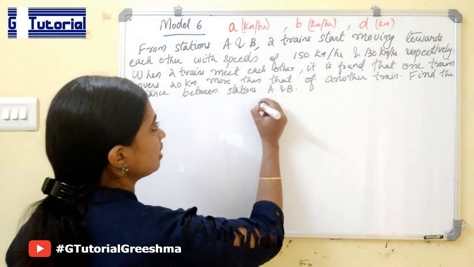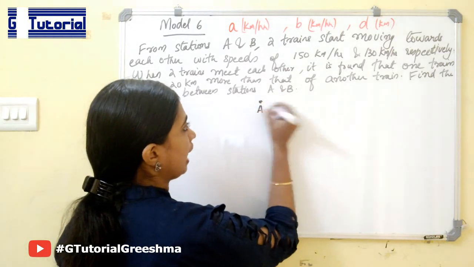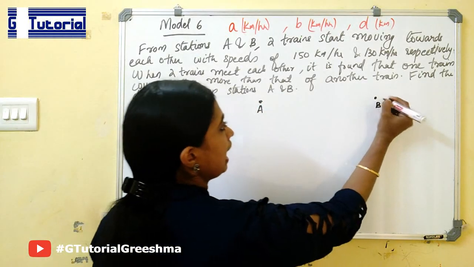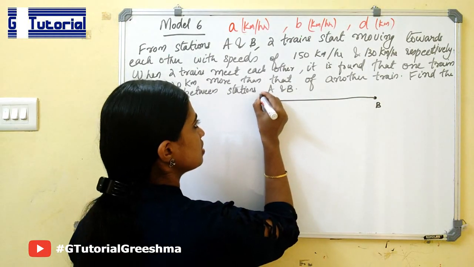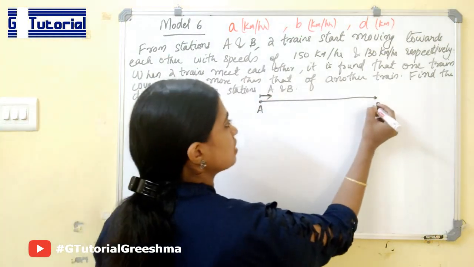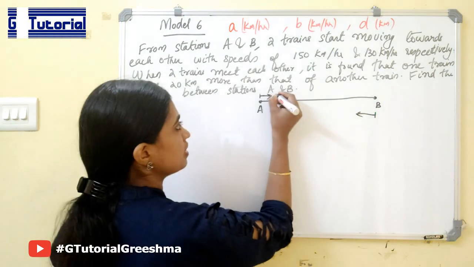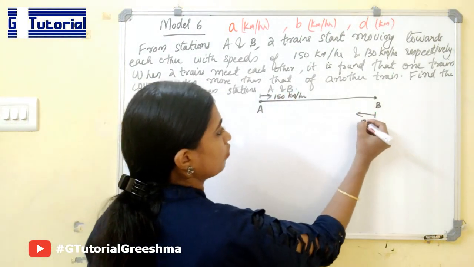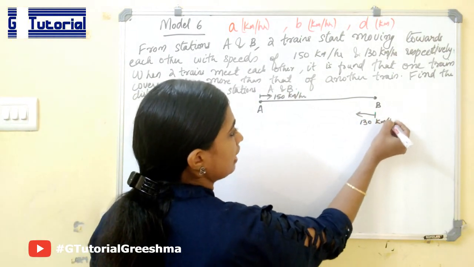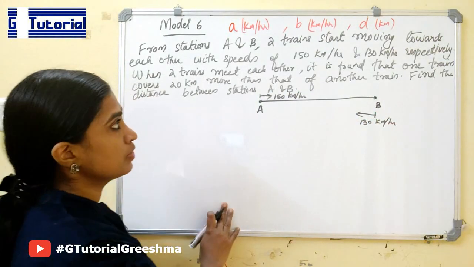Here it is given that there are 2 stations A and B and 2 trains started moving towards each other. One train is starting from here and the other one is starting from here. This train has a speed of 150 km per hour and this one has a speed of 130 km per hour, and they are moving towards each other.